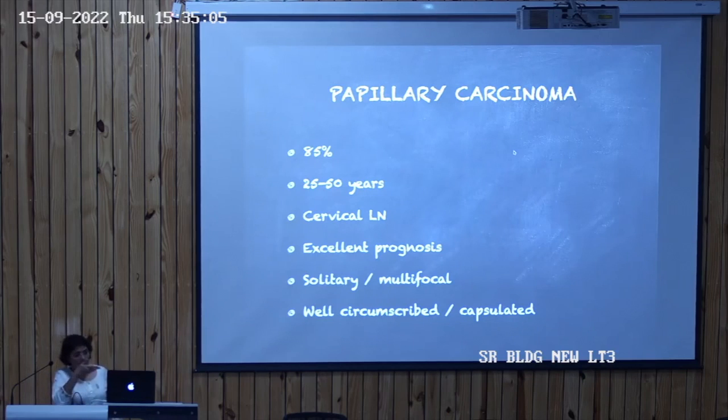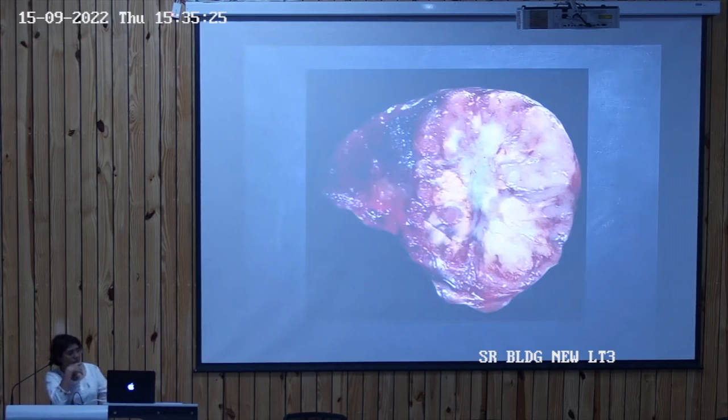Age will be younger, 25, can go up to 50 years of age. Usually, as I was telling you, the presentation is cervical lymph node. It will come as a lymphadenopathy and the thyroid will be normal. The prognosis of almost all thyroid carcinomas is excellent. So if you have diagnosed it well, it is removed, it's fine. Okay. Then next we'll go on to this.